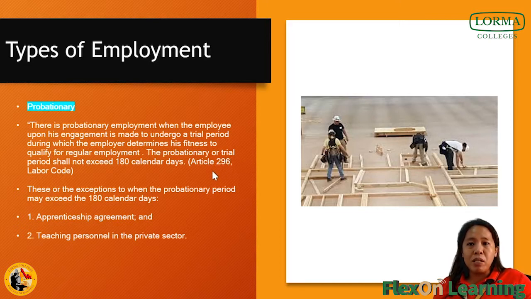So if they see that you have desirable characteristics or traits or attitudes, then after 180 calendar days, under Article 296 in our Labor Code, you are considered regular or permanent. So what if 180 calendar days will be exceeded and your employment is not yet terminated? It's going to be automatic that you become a permanent employee, with the following exceptions.